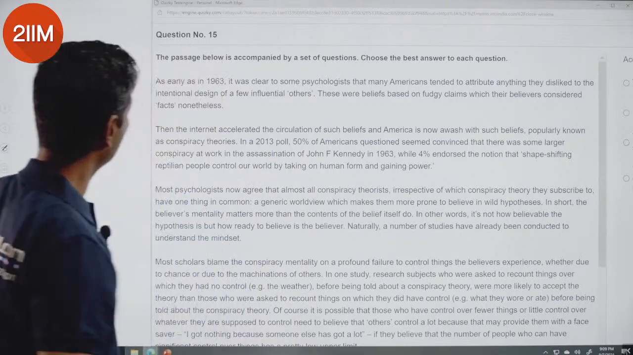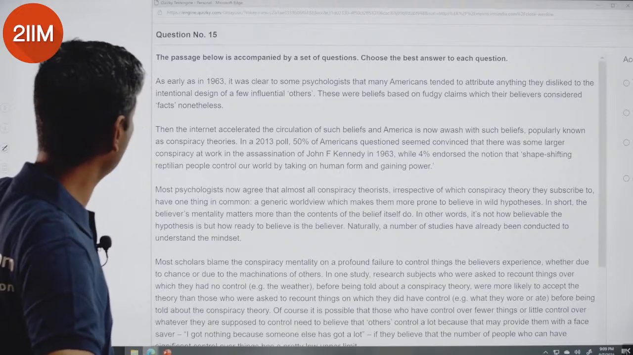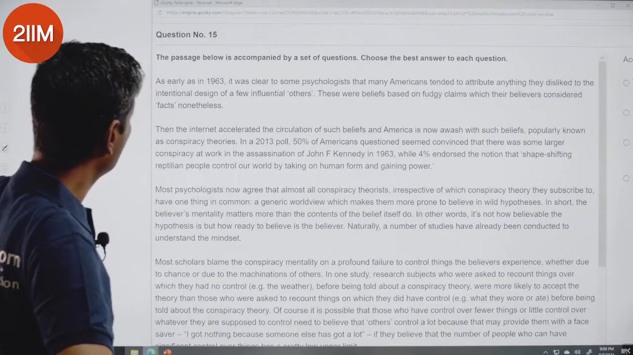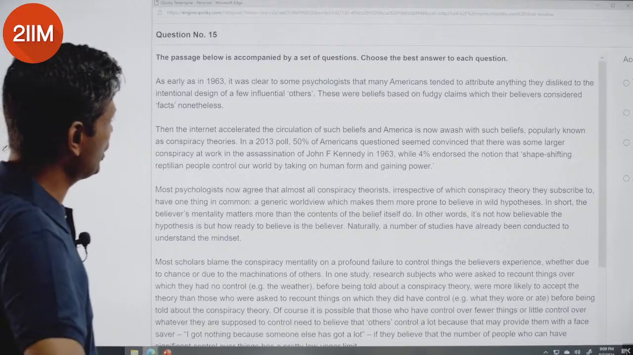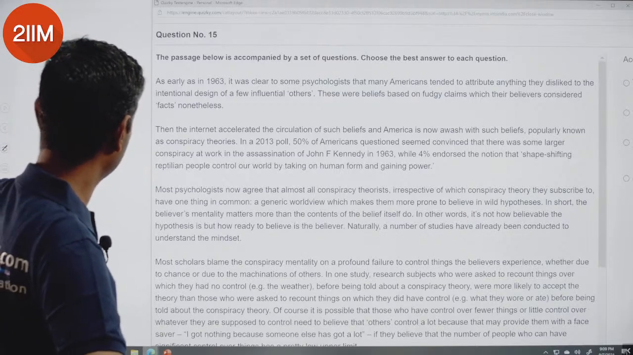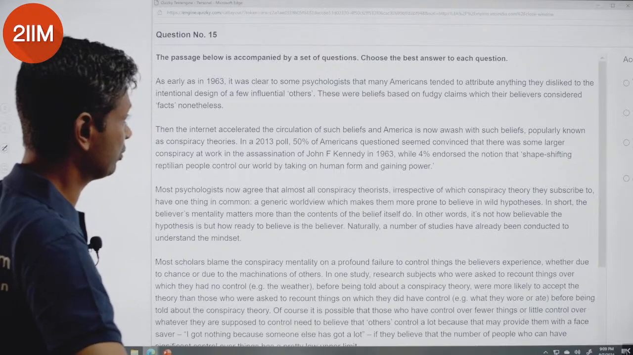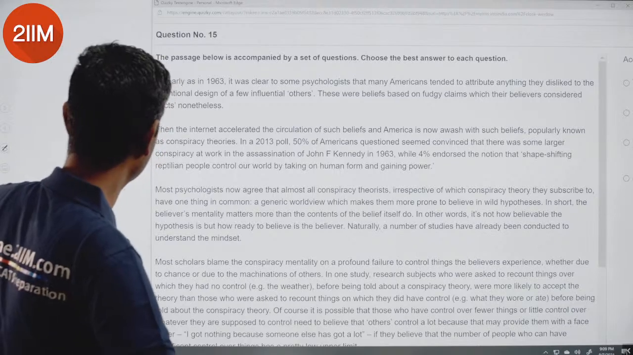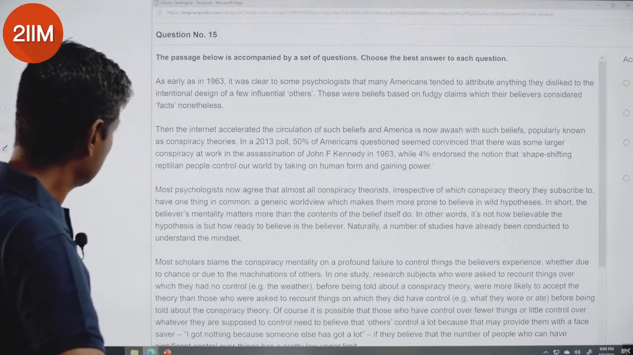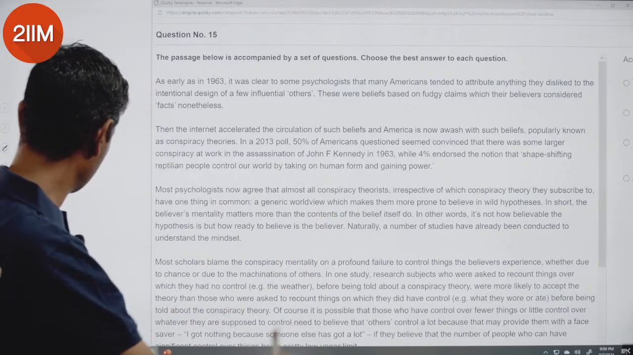As early as 1963, it was clear to some psychologists that many Americans tended to attribute anything they disliked to the intentional design of a few influential others. Conspiracy theory. I like this. They're based on fudgy claims which their believers considered facts nonetheless. Then the internet accelerated the circulation of such beliefs, and America is now awash with such beliefs. Conspiracy theories, 50% of Americans question some larger conspiracy at work. Shape-shifting reptilian people control our body. Yes, the moon landing, the whole thing.